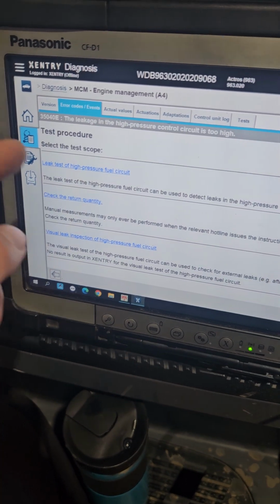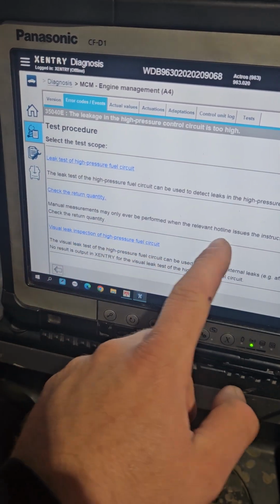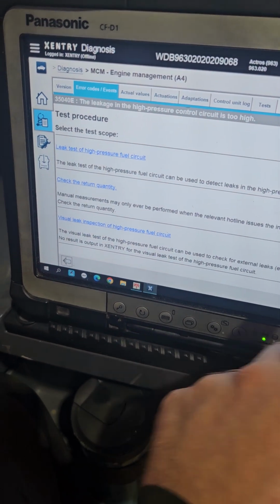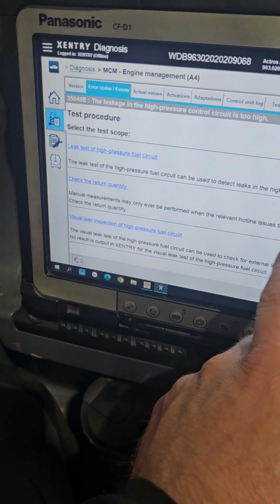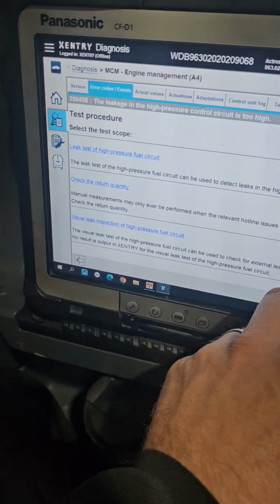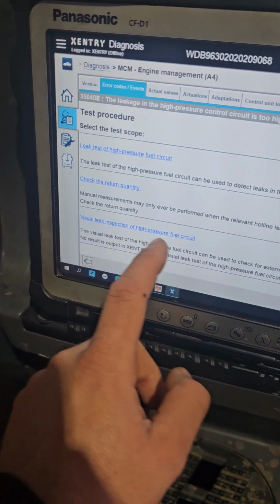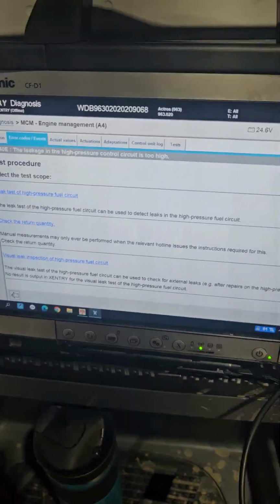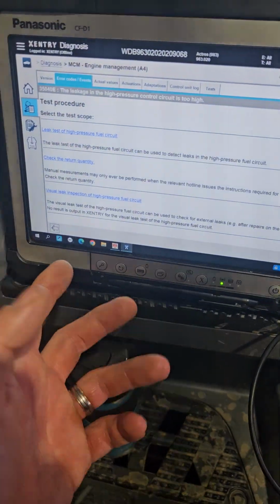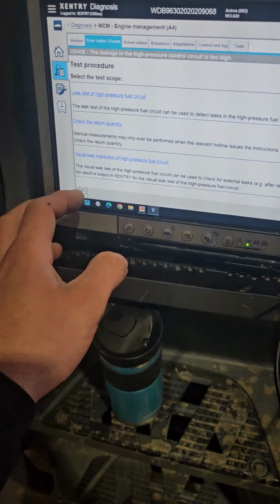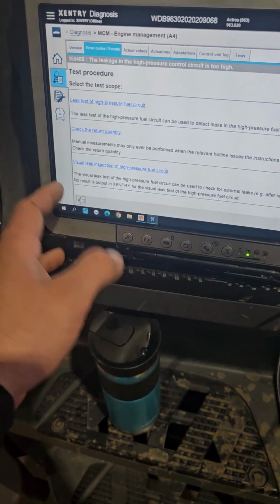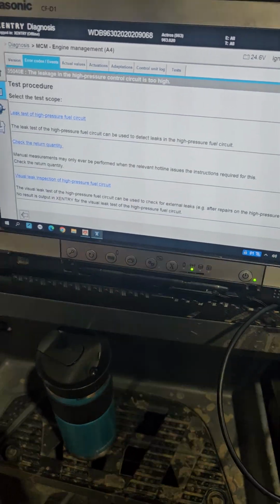Check the return quantity. I've never done this, but it does say on here to only do this when requested by the hotline, which is Mercedes-Benz's technical department. So I'm not even going to bother doing that. Visual leak inspection of the high-pressure fuel circuit. So basically, tilt the cab, have a look at the fuel system, see if there's a leak. Now, the driver's not complained of any fuel leaks. I can't smell diesel. The customer whose truck it is has also checked it over. They can't see anything. So this is going to end up being an injector.